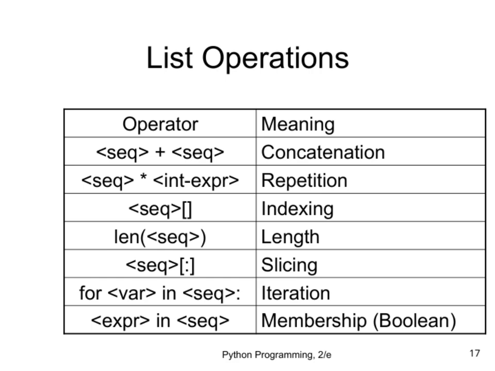Lastly, membership testing, written as expr in seq, returns a Boolean indicating whether a particular element exists within the sequence. These list operations are fundamental tools that allow us to manipulate and analyze data efficiently, tying back to our overall theme of mastering Python for powerful programming.